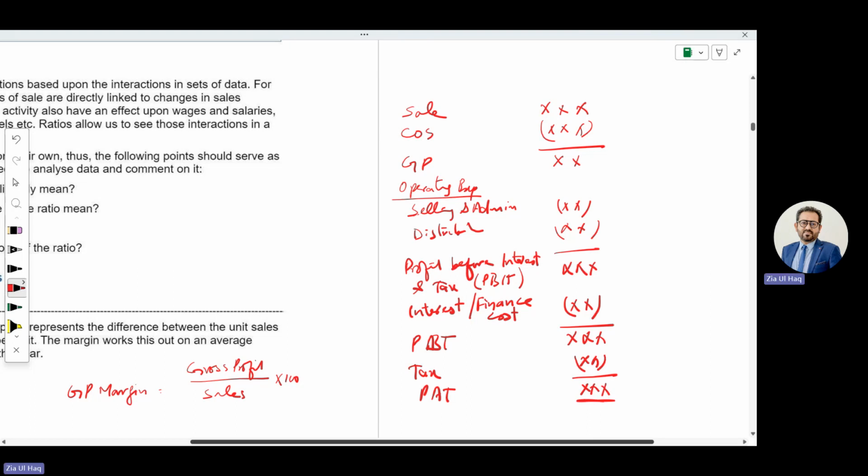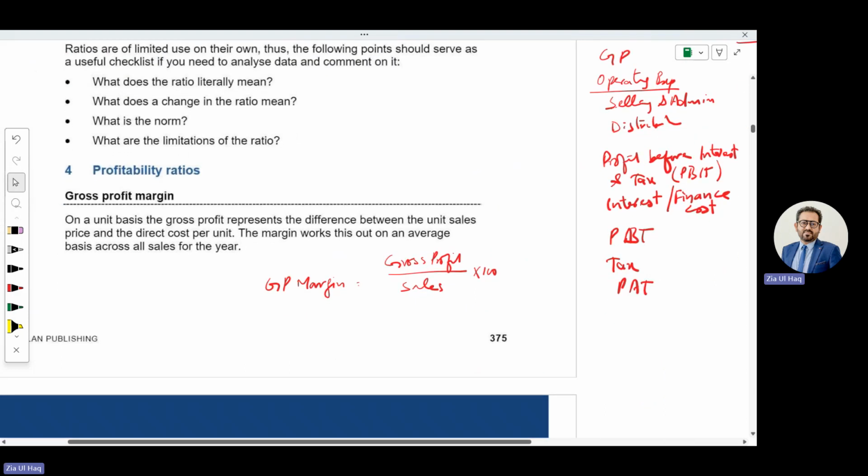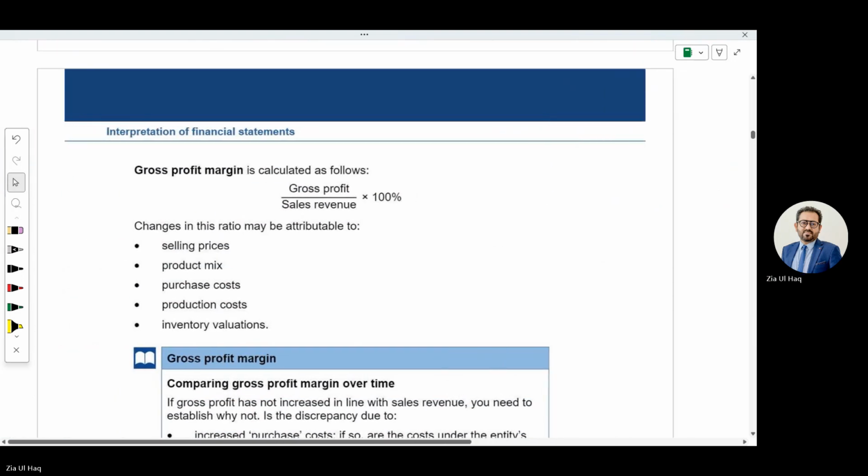In some ratios, we need to use profit before interest and tax. In some ratios, we need to use profit before tax, etc. So what is the formula to calculate GP margin? Gross profit over sales into 100. And what does this tell us? Gross profit is sales minus cost of sales. This means if gross profit has increased, what could be the reason? Either sales have increased or cost of sales has decreased.